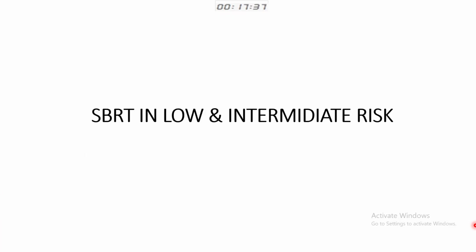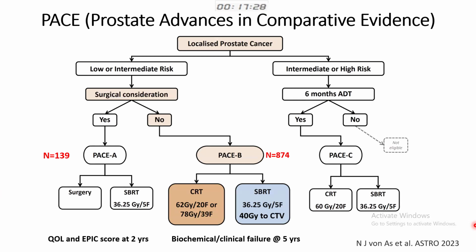Now, coming to the use of SBRT in especially low and intermediate risk patients. So there are various retrospective data and a few phase 1, phase 2 studies available, and a systematic review of literature consisting of around 21 to 22 studies is available in the literature. But this is the study, the Prostate Advances in Comparative Evidence, the PACE studies. These are comparing the use of SBRT versus the conventional radiotherapy in a phase 3 trial setting.